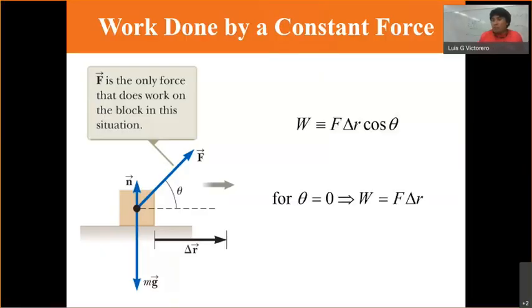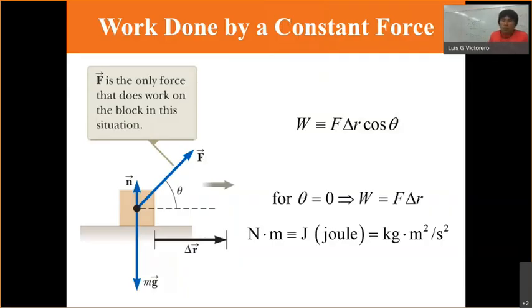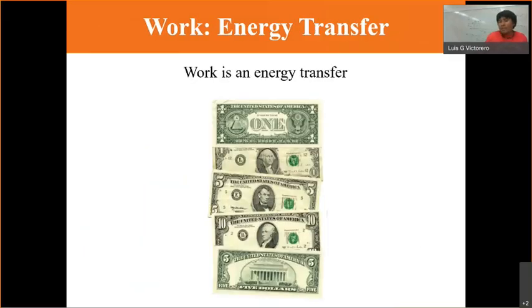If theta is 0, by the definition of cosine of 0 being 1, you have the maximum work. That is when the force is parallel to the displacement. And the units of work, 1 Newton times 1 meter, would be the units of joules. That is the unit for work. And later we will see that that's the unit for energy, the joule. We should label it as a capital J. So work is energy transfer. That's basically what I said before.